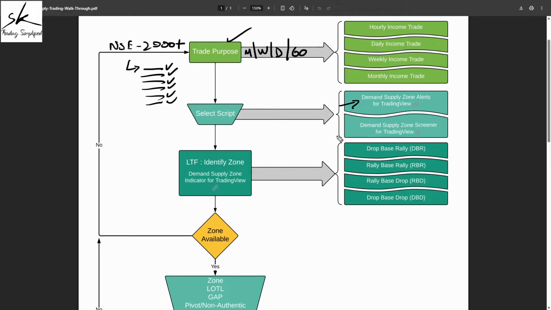So that is where we also have two custom built tools. One is called the alert service. The other one is called the demand supply zone screener. Now, during the session, I showed you that we got some alerts, so I'll just quickly tell you what these two are.